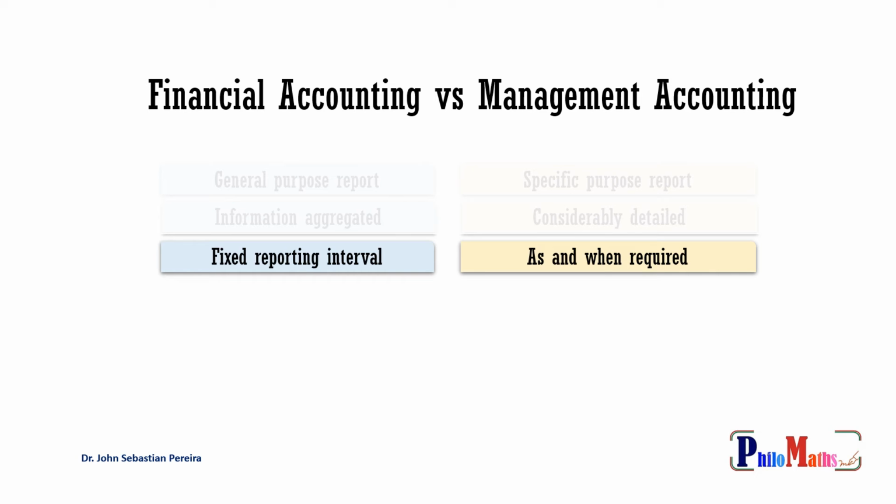On the other hand, management accounting does not have any reporting regime. This is primarily because this information is used internally, so it only concerns the internal stakeholders in the business. For example, the manager, the owner, or the CEO. It is reported as and when the company needs to make a decision, and hence it can be quite flexible.